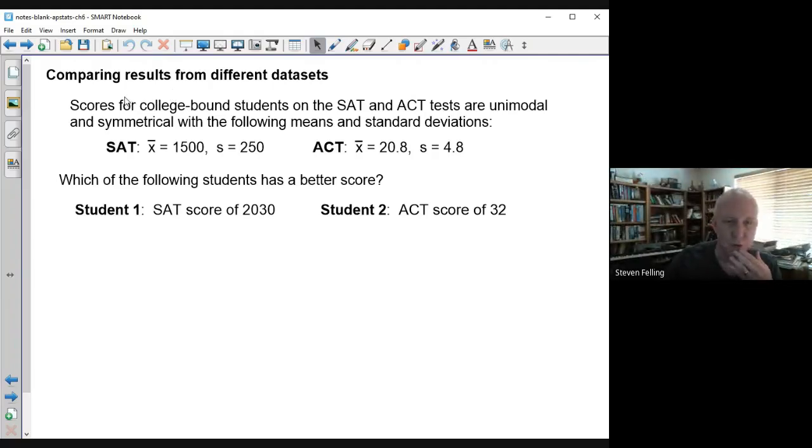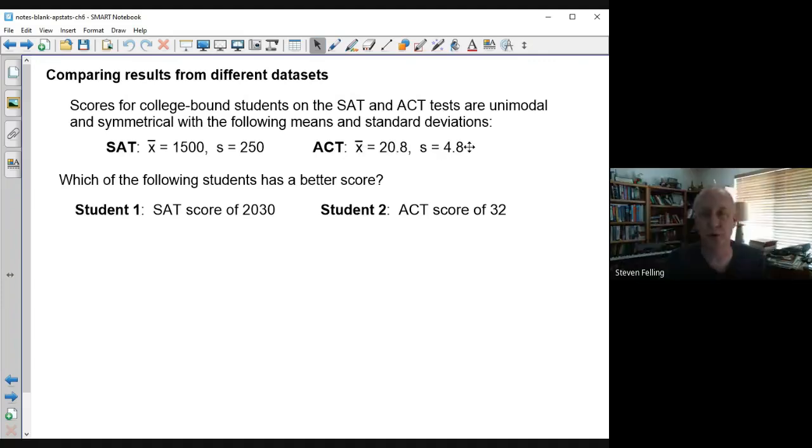Let's say we had scores for college-bound students, and some of them took the SAT and some of them took the ACT. And we know that if you look at all the scores worldwide on the SAT and ACT, they're unimodal and symmetrical, roughly mound-shaped, and they have the following means and standard deviations. On the SAT, at least the version back when this was created, the mean score was 1500 with a standard deviation of 250, and for the ACT, the mean score was 20.8 with a standard deviation of 4.8.